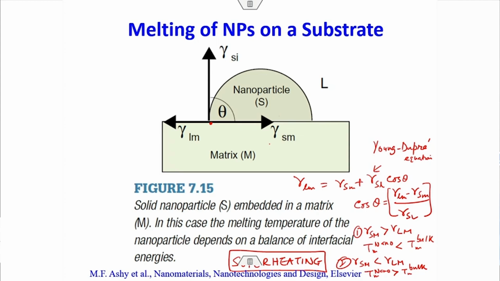Depending on that angle of wetting, basically that angle of wetting will depend on the balance of the surface energies or the interfacial energies between solid-liquid, solid-matrix, liquid-matrix, and this relationship cos theta is equal to gamma Lm minus gamma Sm by gamma SL, and then we can justify under what conditions temperature will go above the melting temperature or below the melting temperature, or otherwise you can have superheating or you can have depression of melting temperature. Okay. So, that is about the recap.